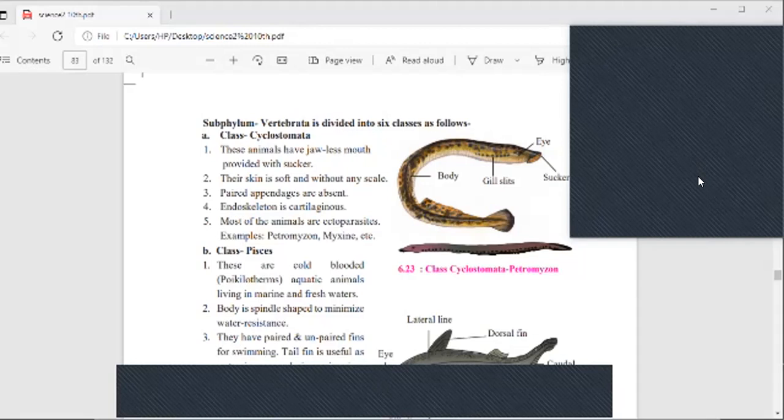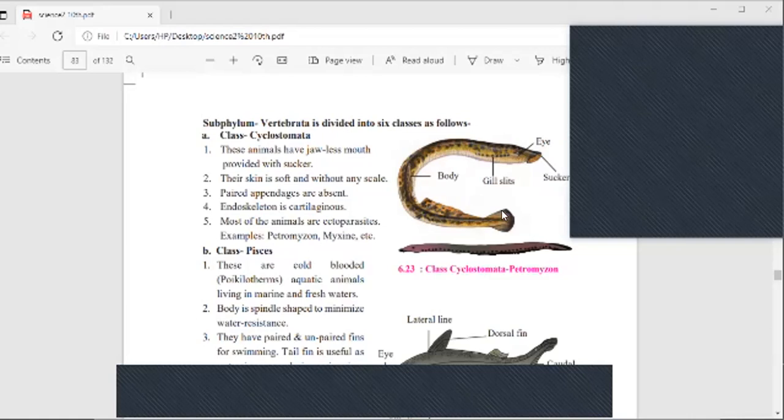Cartilage. Repeat the same answer. Cartilages. That is called the cartilaginous endoskeleton, which is made up of a substance called calcium carbonate, CaCO3. Very good. Their skin is very soft because of the mucilage sheath and without any scale.